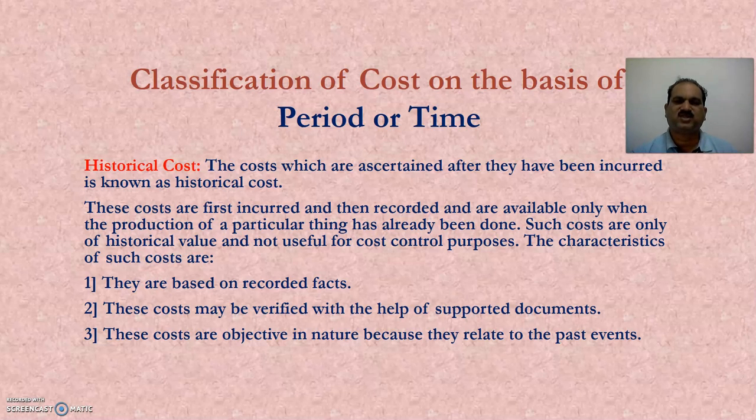These costs are first incurred and then recorded and are available only when the production of a particular thing has already been done. Such costs are only of historical value and not useful for cost control purpose. The basic characteristics of such costs are: first, they are based on recorded facts.